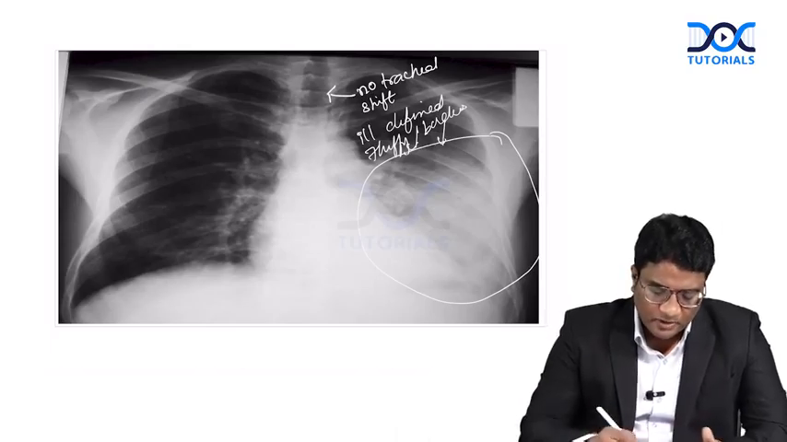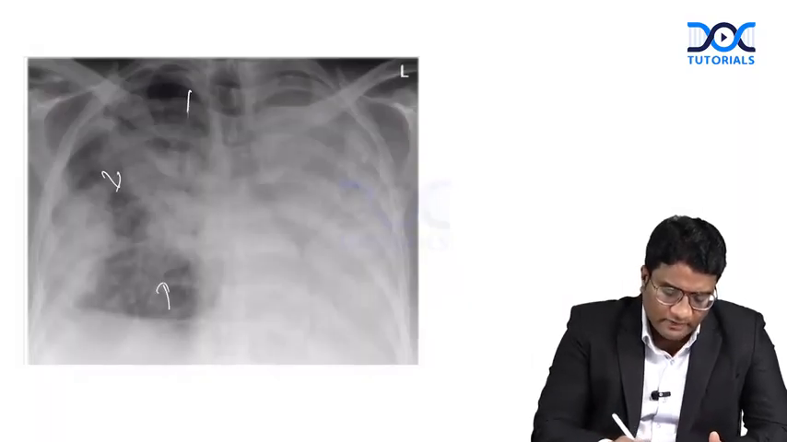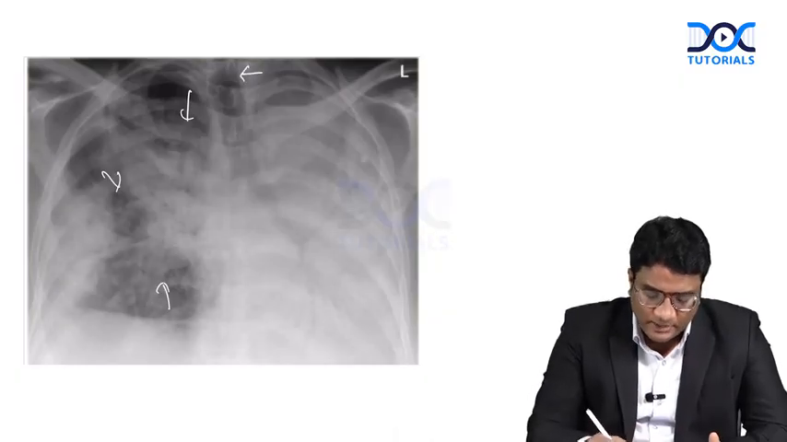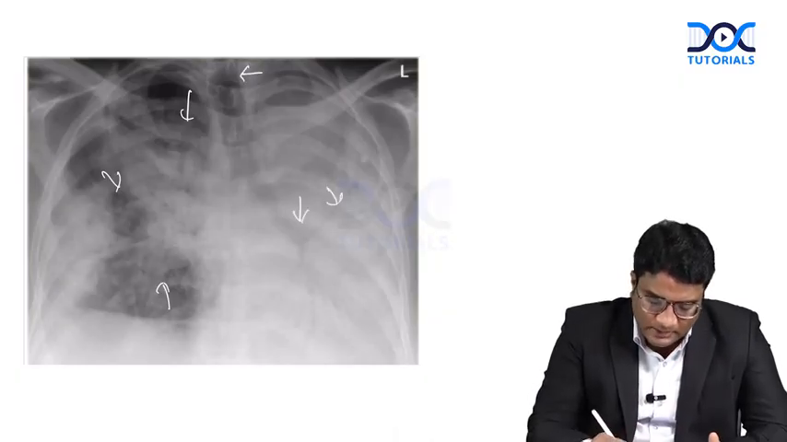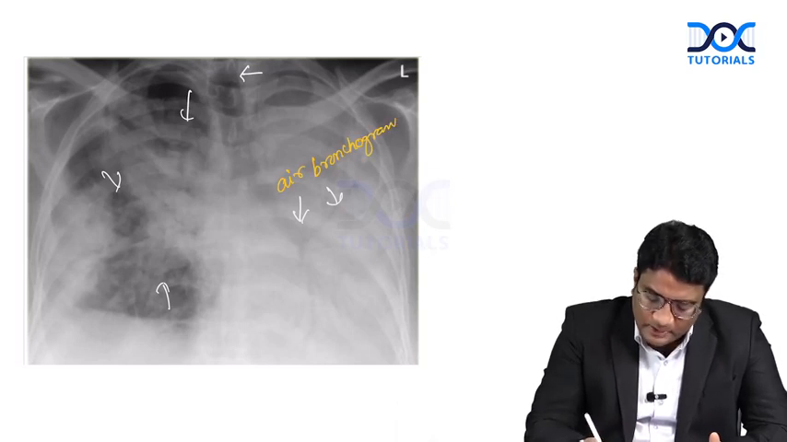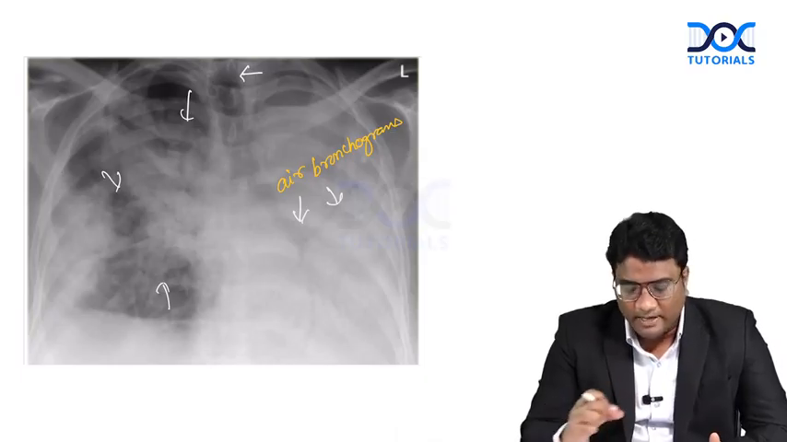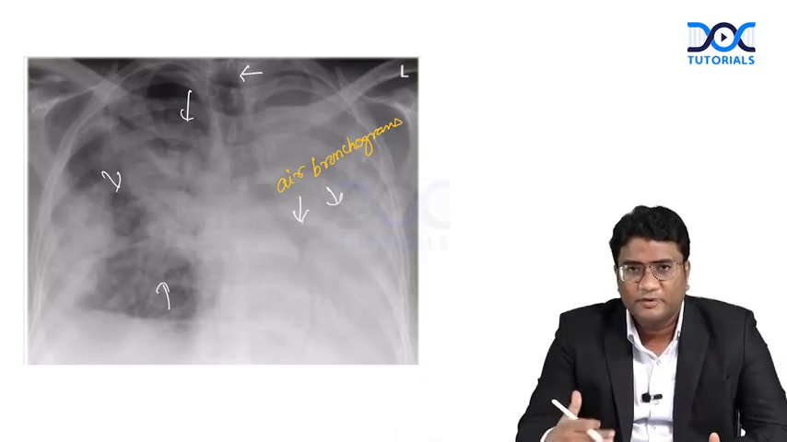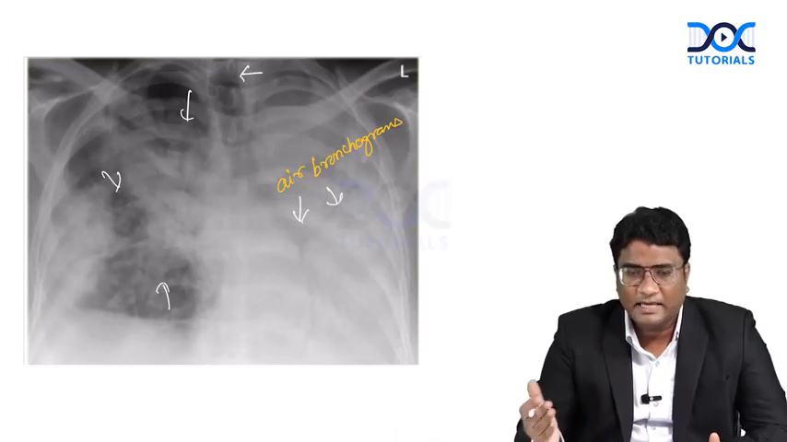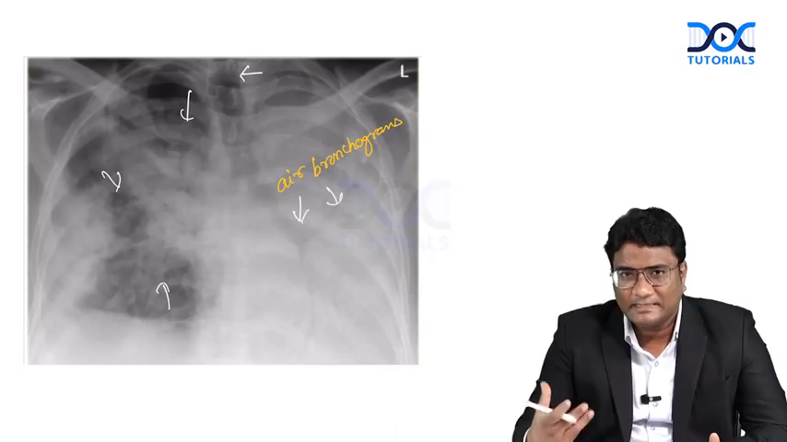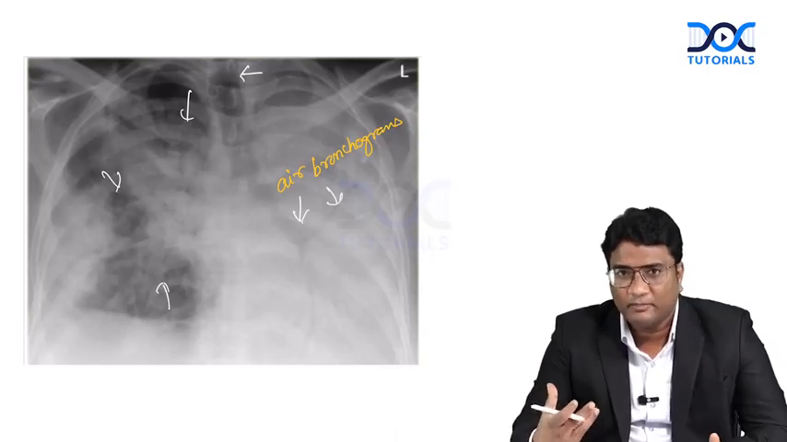So look at here. You can see these ill-defined fluffy borders and there is no tracheal shift. And you can see the air bronchograms. You can see the air-filled bronchi, the black bronchi, in the opacity. So when you have alveolar opacities but the air inside the bronchus is intact, this leads to an air bronchogram.